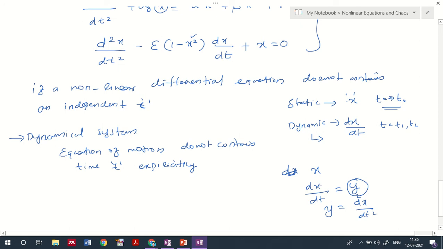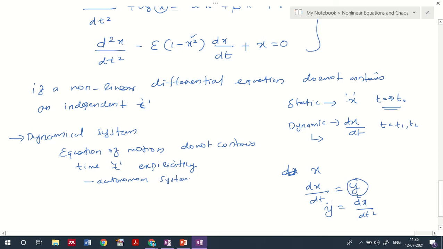This is the change in x with respect to time. So I don't want to specify all the time that y is equal to dx by dt. It is clear from that definition that y is dependent on a time frame. That is the main idea, and we call that the equation of motion does not contain a time t explicitly. Such a system we call an autonomous system.